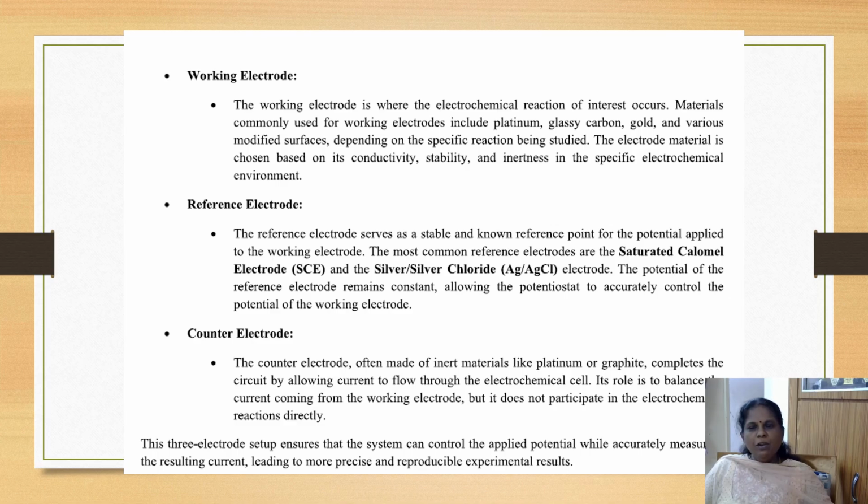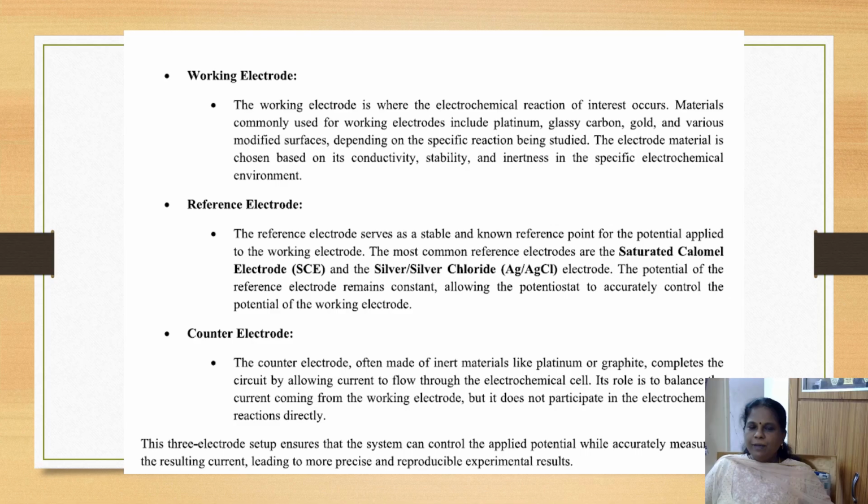The potential of the reference electrode remains constant, allowing the potentiostat to accurately control the potential of the working electrode. Counter electrode. The counter electrode, often made of inert materials like platinum or graphite, completes the circuit by allowing current to flow through the electrochemical cell.